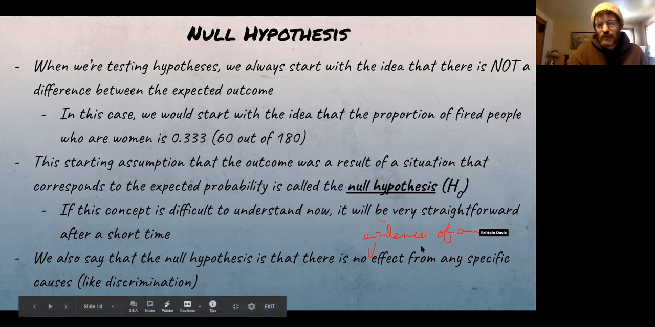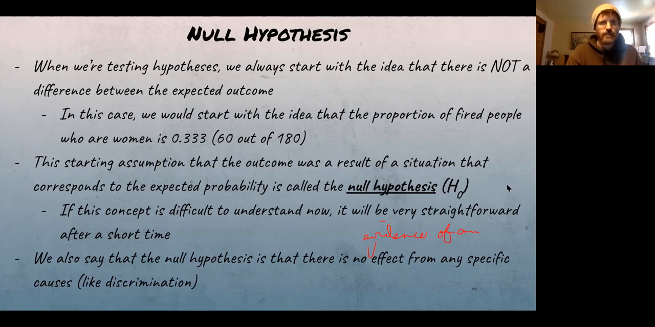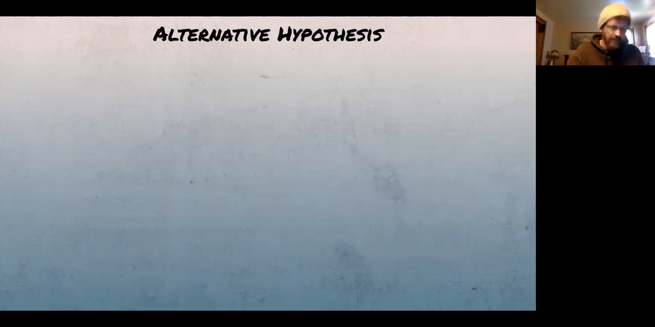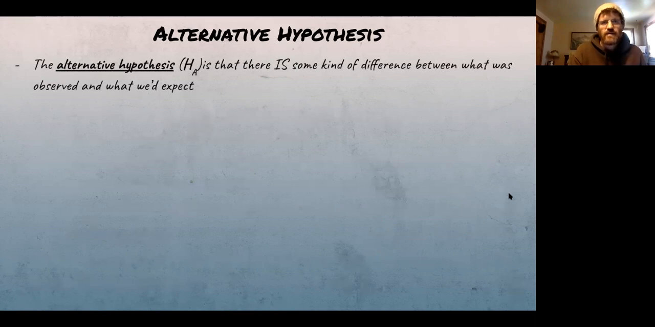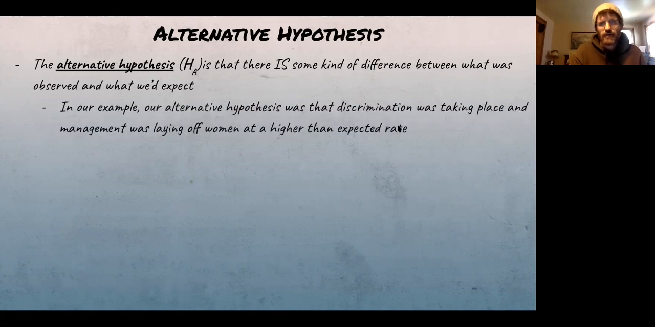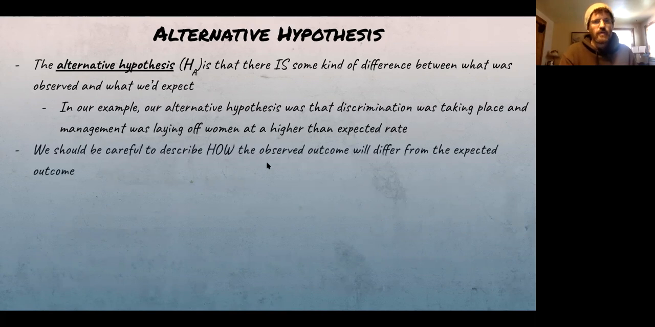Okay, so we don't have evidence of gender discrimination going on. That doesn't mean it's not happening. It's just we don't have evidence from the statistics. Okay, there's the alternative hypothesis, which is that there is some kind of difference between what we observed and what we expect. And our alternative hypothesis was that discrimination was taking place and management was laying off women at a higher than expected rate. So the way that our observed outcome differs from the expected is important.